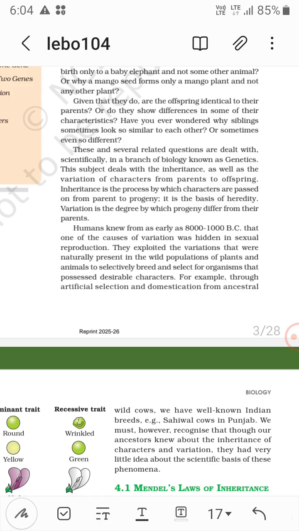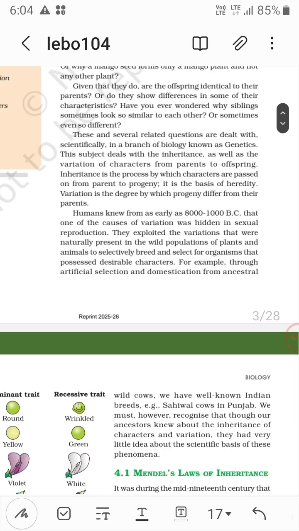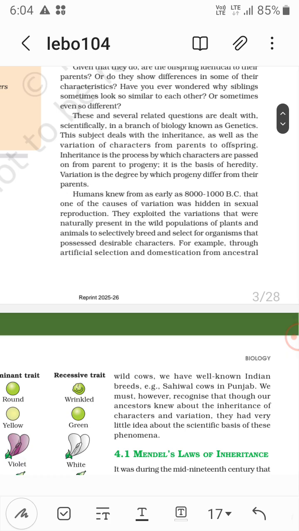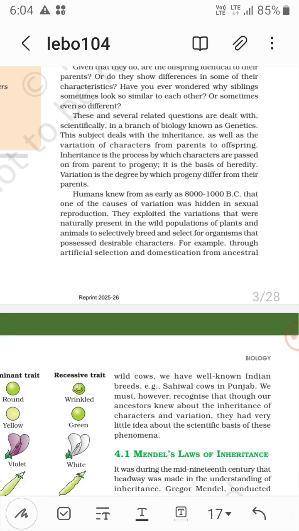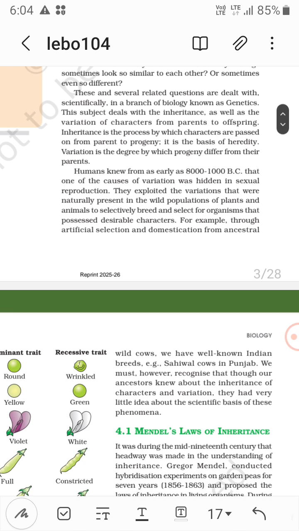Now what is inheritance? Inheritance is the process by which characters are passed on from parent to progeny. It is the basis of heredity. Variation is the degree by which progeny differ from their parents. Humans knew as early as 8000 to 1000 BC that one of the causes of variation was hidden in sexual reproduction.